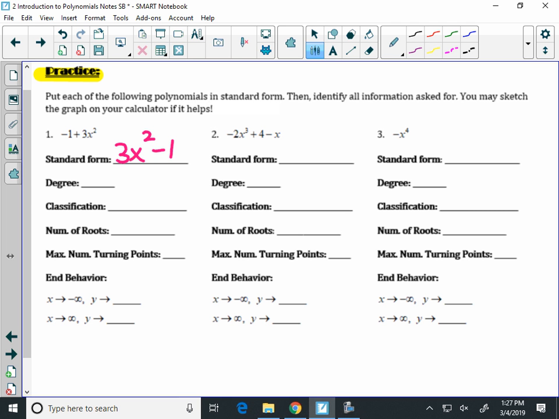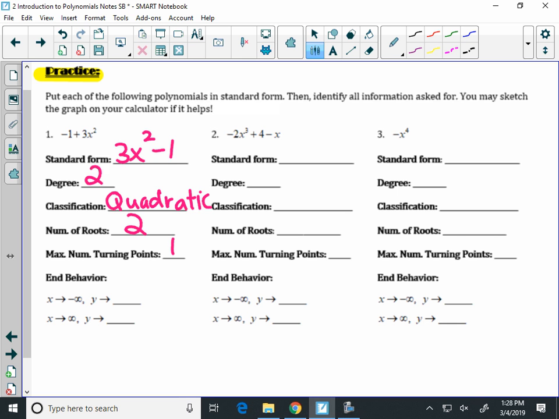What is the degree of that polynomial? 2. So I call it a quadratic. Okay, you don't need your calculator for that. Now the next part, the number of roots. So real, imaginary, any kind of root is always equal to the degree. So the number of roots will be 2. What are the maximum number of times this graph could turn? 1. It's 1 less than the degree. Okay, so roots is equal to the degree. The turning point is 1 less than the degree. Everything comes back to the degree.